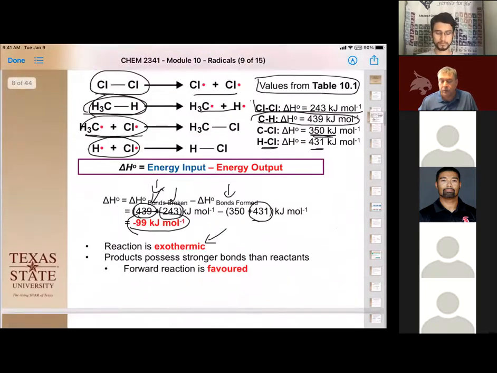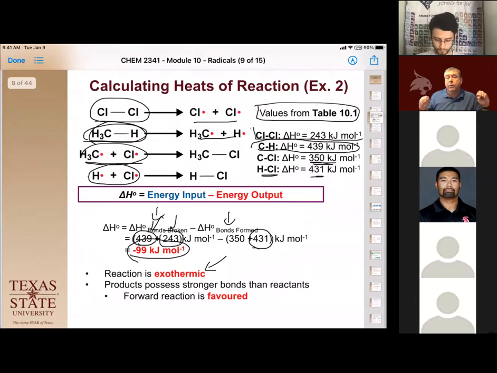Okay, questions on that? So notice this is a little bit different than those heats of addition or whatever, because we're actually breaking individual molecules apart and then recombining them. And we're not doing it with pairs of electrons, we're doing it with single electrons.